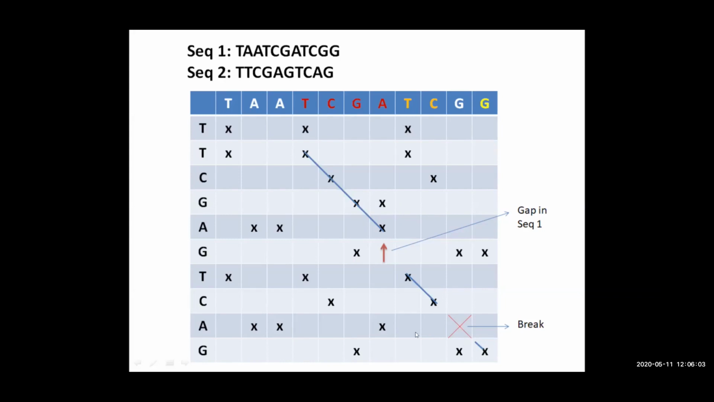Similarly, although these three are in the same line, there is a gap here. There is a break here. It's not a continuous line. Although they are in the same diagonal, it is not continuous. There is a break here. Break in one cell.